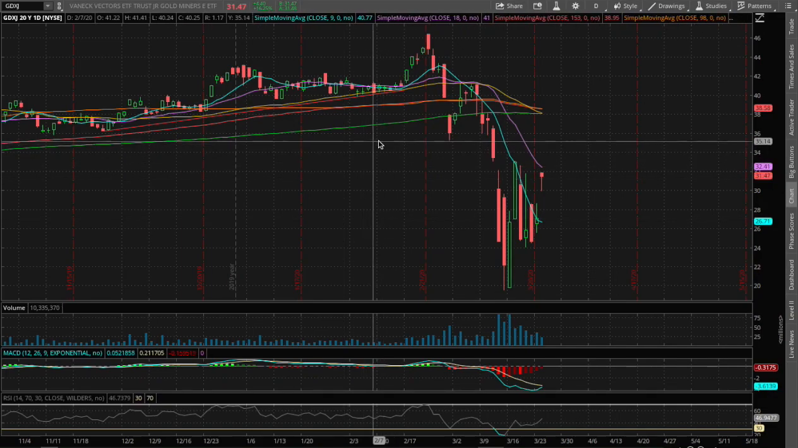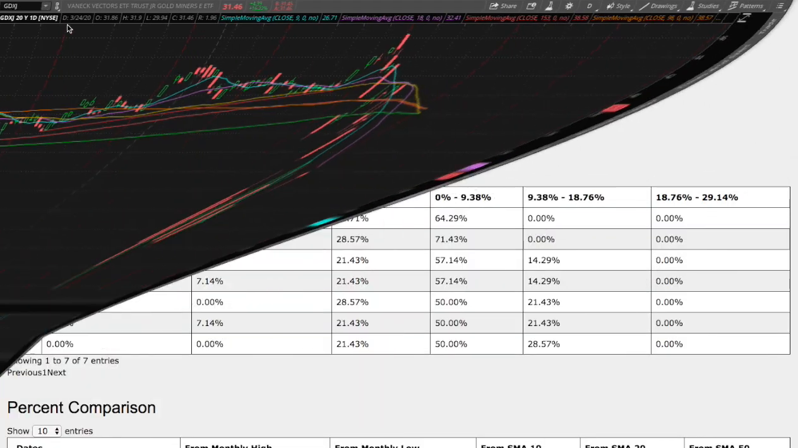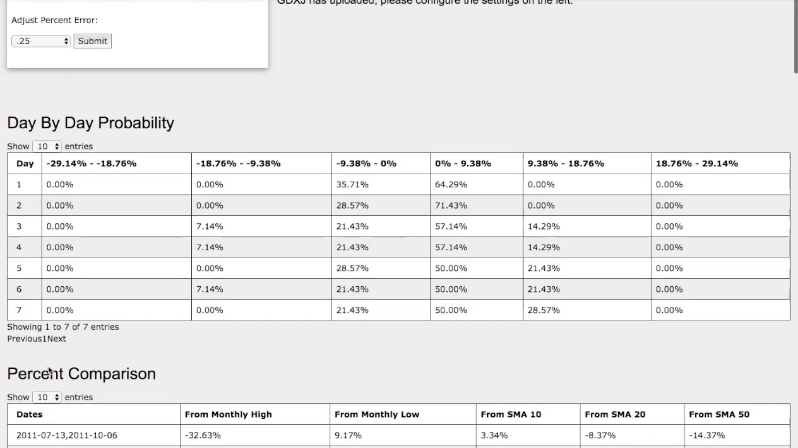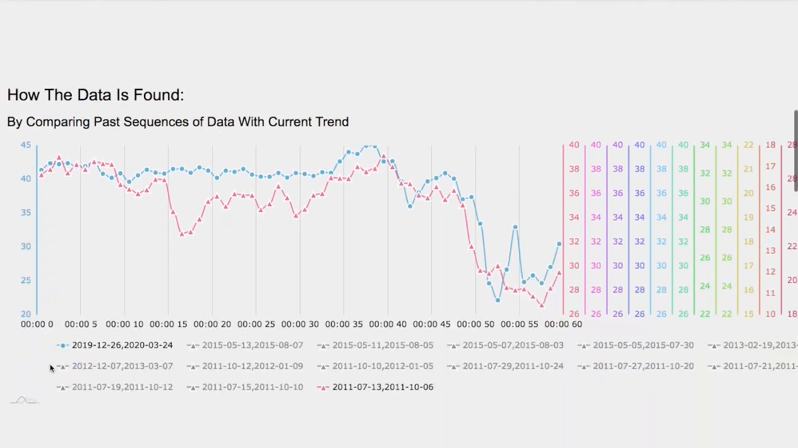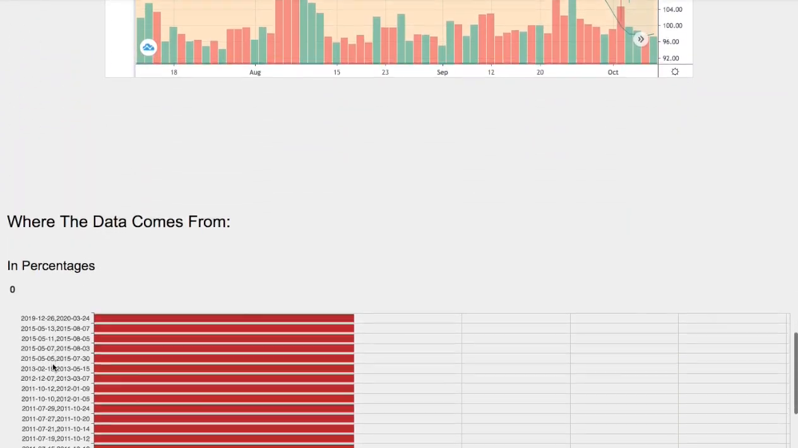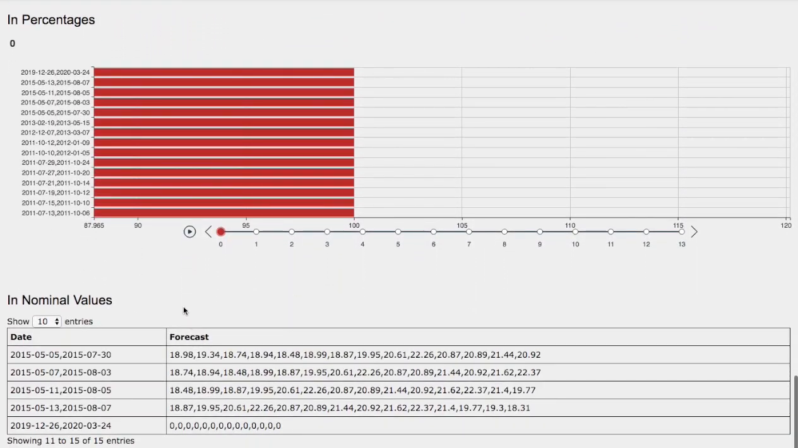Hello viewers, we'll be going over the Gold Miners Jr. ETF, ticker symbol GDXJ. In this video, we'll be going over the day-by-day probability model, the percent comparison, and how we find the models, and the day-by-day forecast for gold miners.